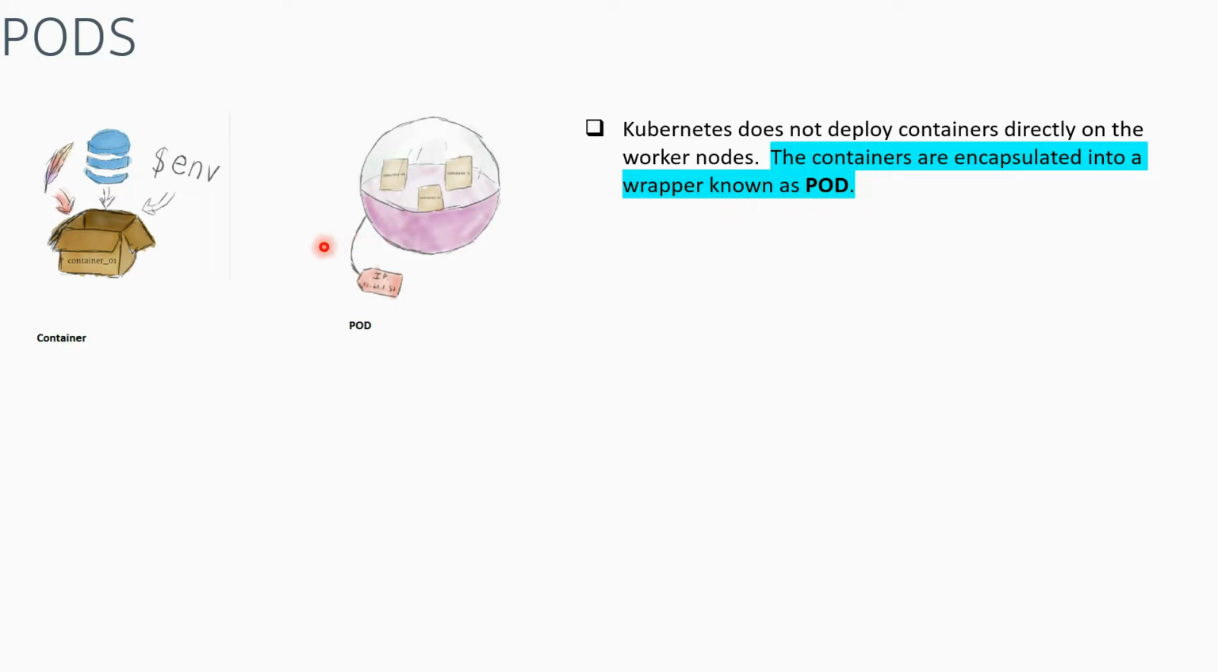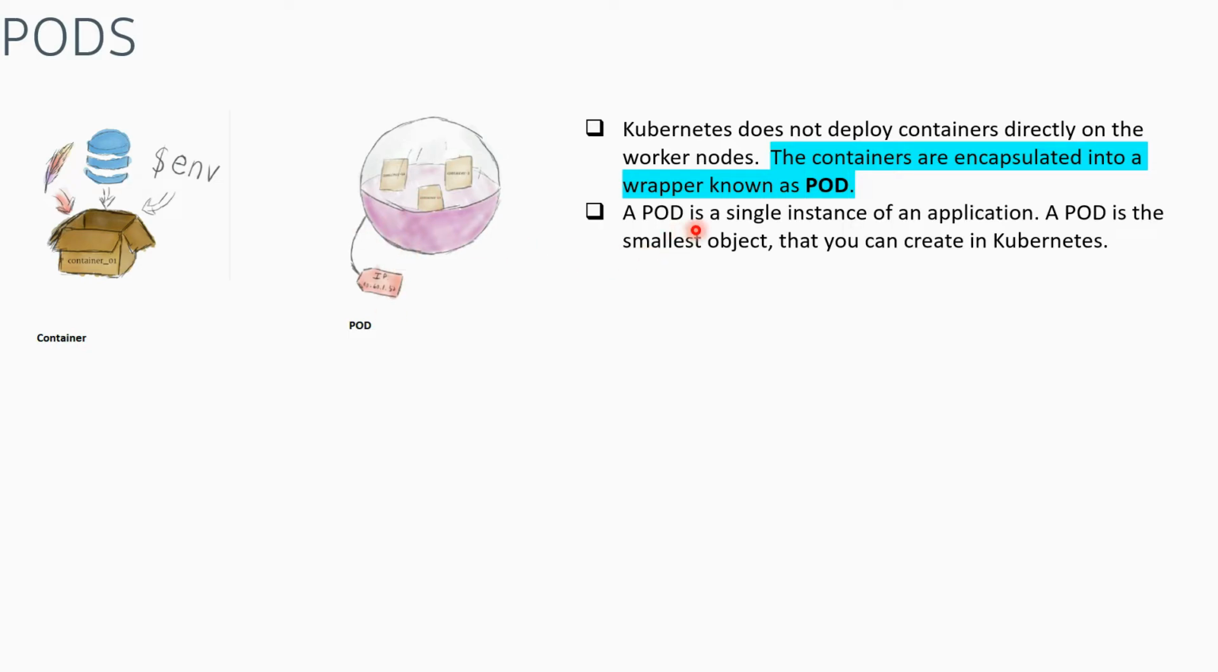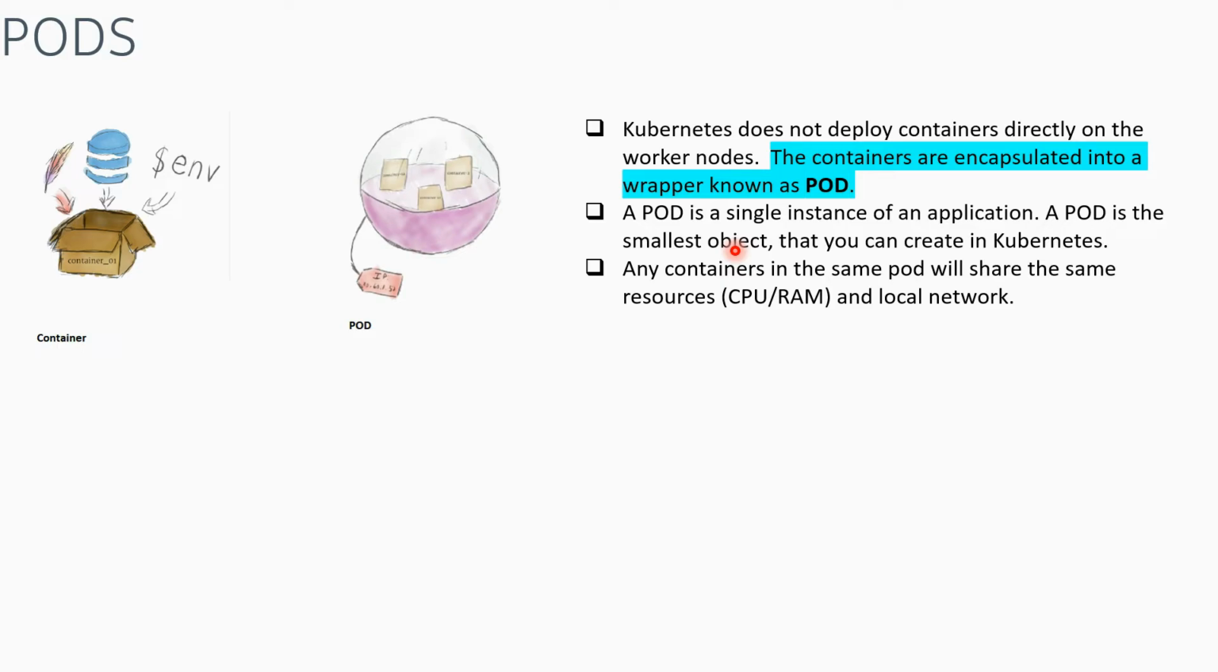Kubernetes attaches an IP address at the pod level, and all the containers inside the pod can be accessed via different port numbers, but the IP will remain the same. So a pod is a single instance of an application. A pod is the smallest object that you can create in Kubernetes. It is also called the building block of Kubernetes. Any containers in the same pod will share the same resources like CPU and RAM and the local network, which means the IP address.